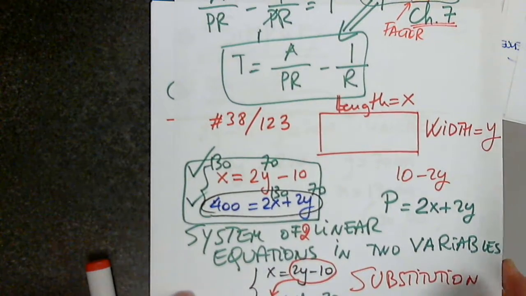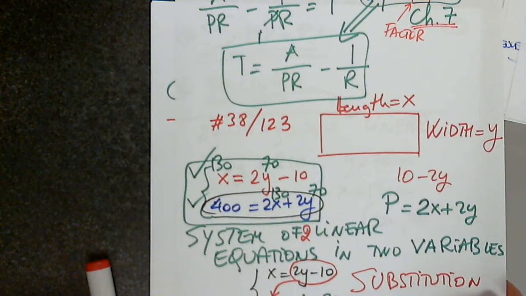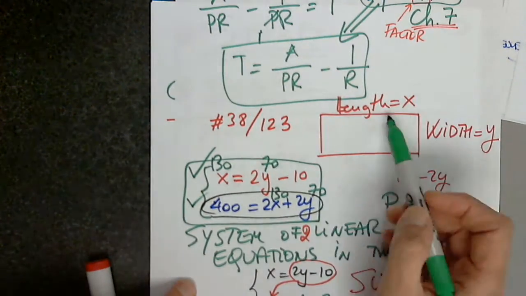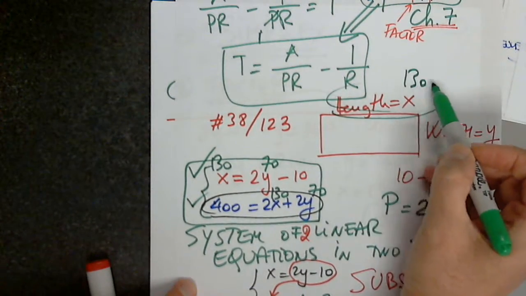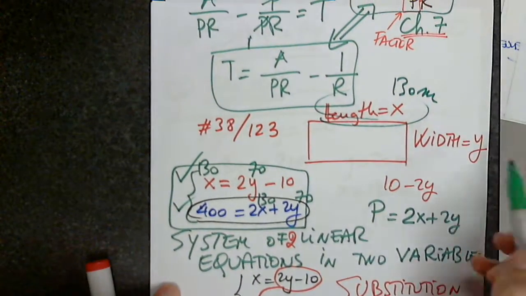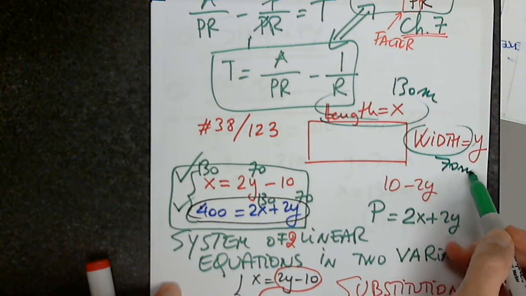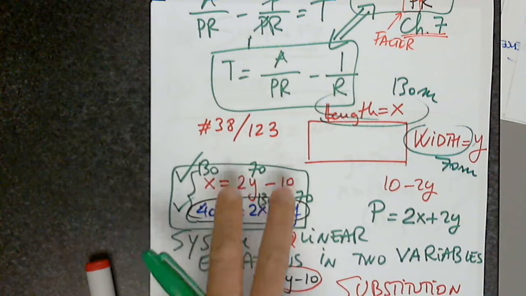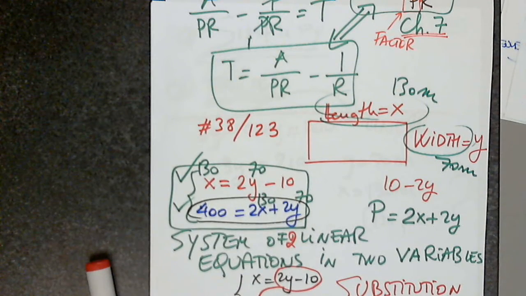So now I can answer any question they want. They are asking us to find the length. Okay, so I have the length is 130 meters. And I have the width is 70. And there is no other option. The length must be 130 and the width must be 70 for these two conditions to be fulfilled. There is no other option.